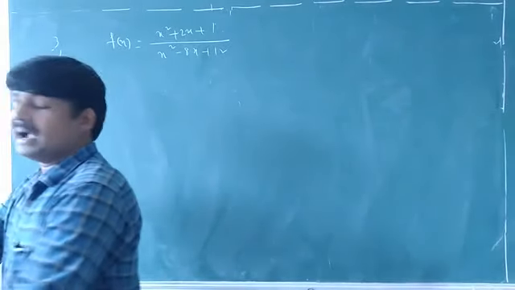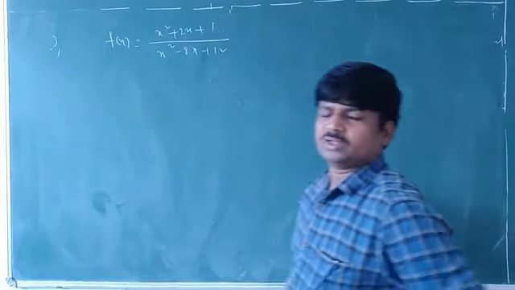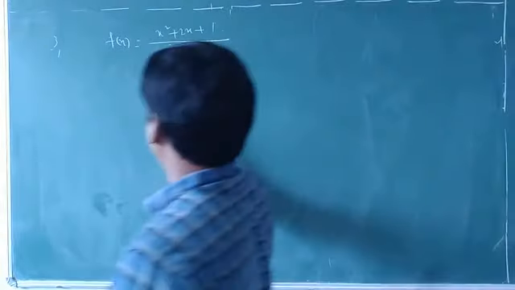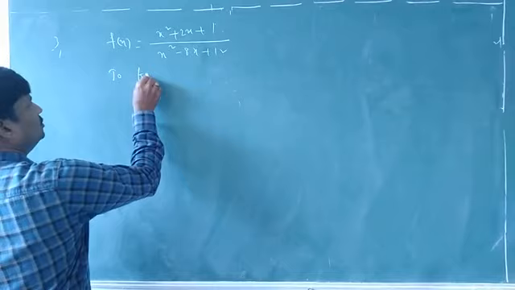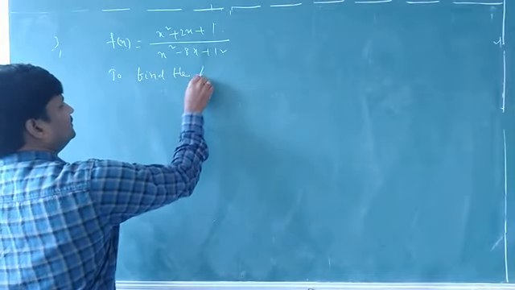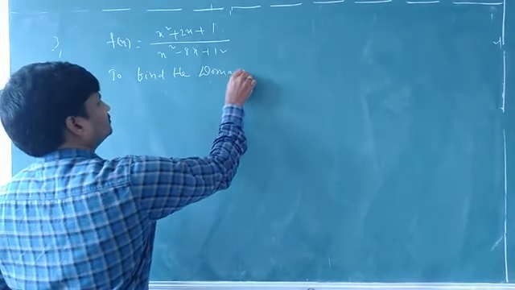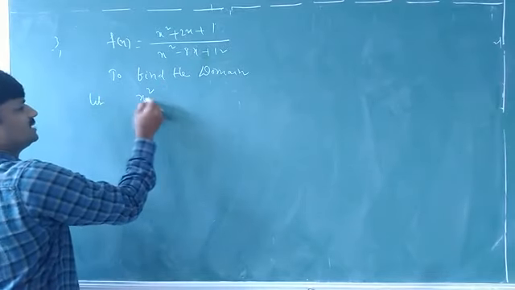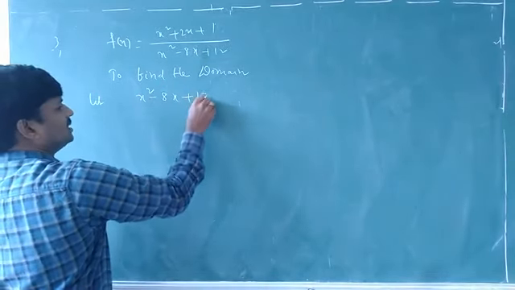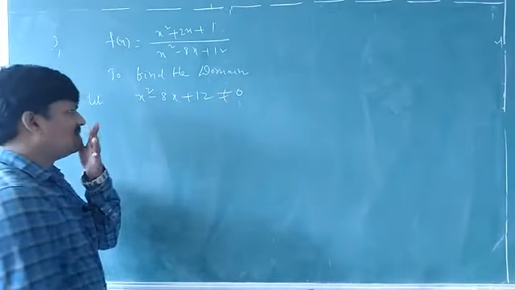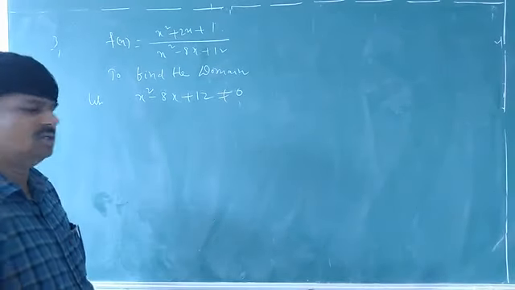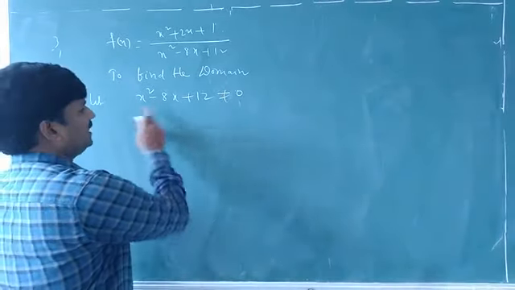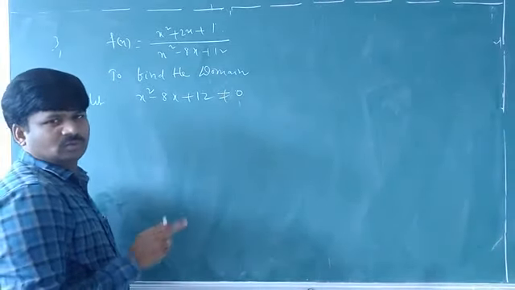Find the domain of the function. Here also the domain of this function is being asked. Now what I told you, to find the domain, we take the denominator. Let x squared minus 8x plus 12 be not equal to 0. Take this value not equal to 0. It is a quadratic expression, so solve that one.